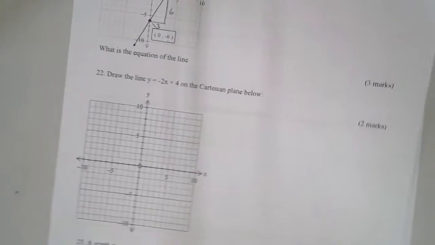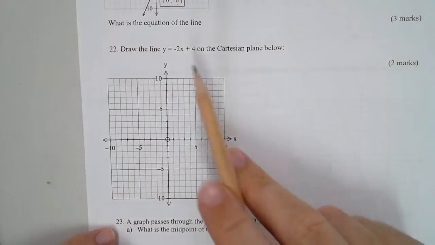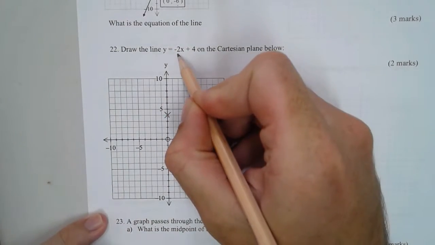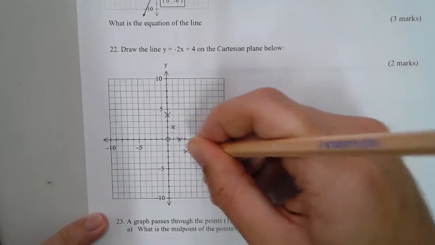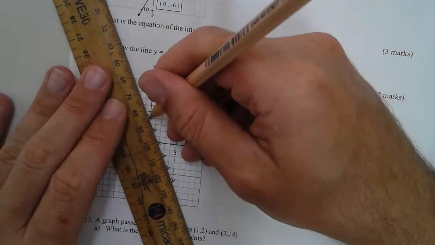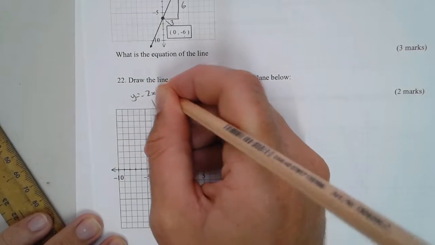22. Draw the line y equals minus 2x plus 4. A few easy ways of doing this. First of all, the intercept is 4. Now the gradient is negative 2, so that means each time we go across 1, we go down 2. That's enough coordinates to draw it. Extend your line and make sure we label it. y equals minus 2x plus 4.